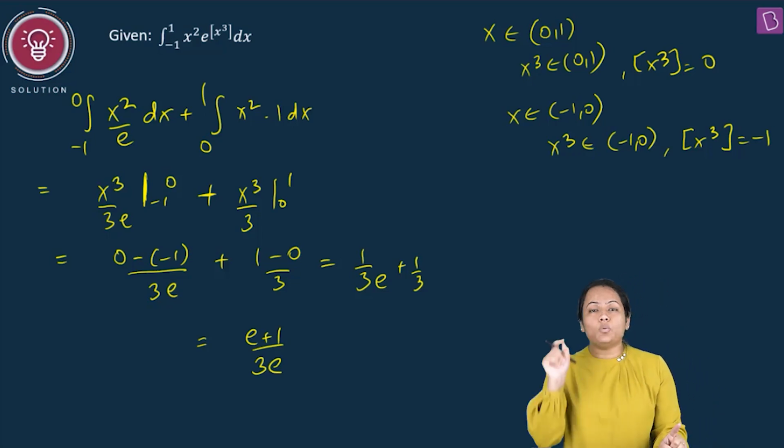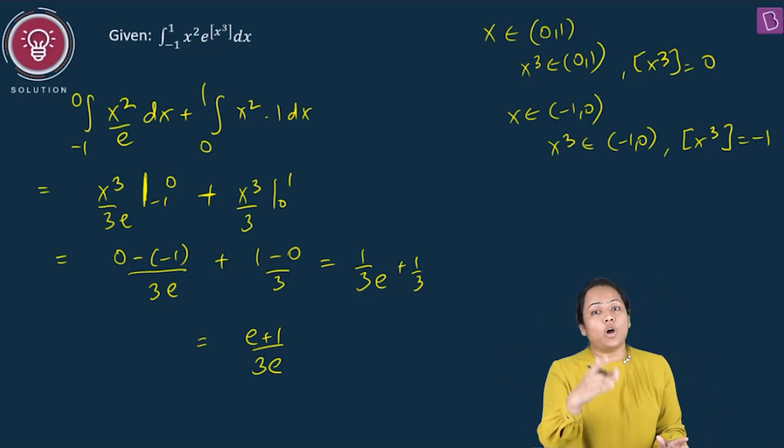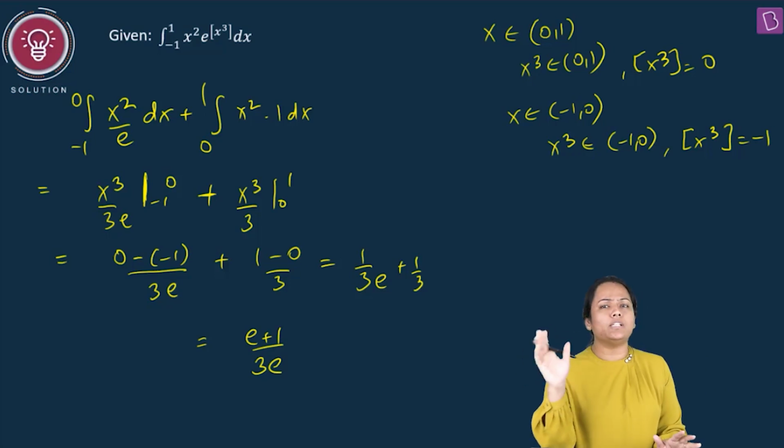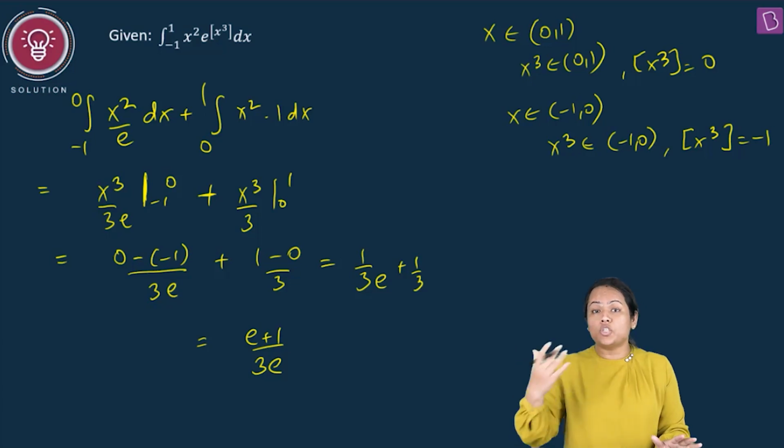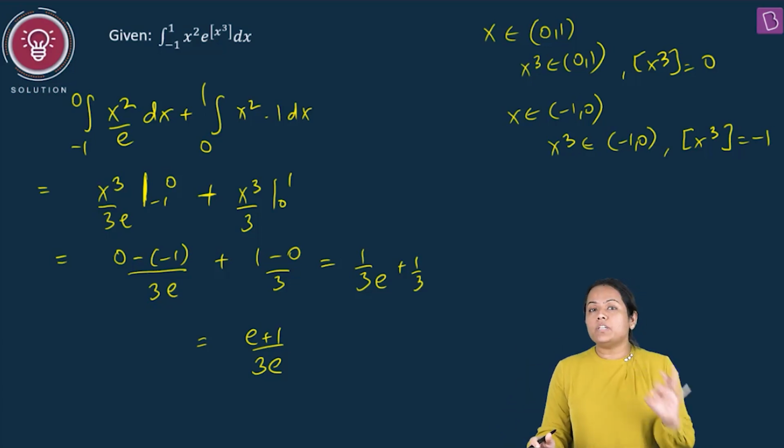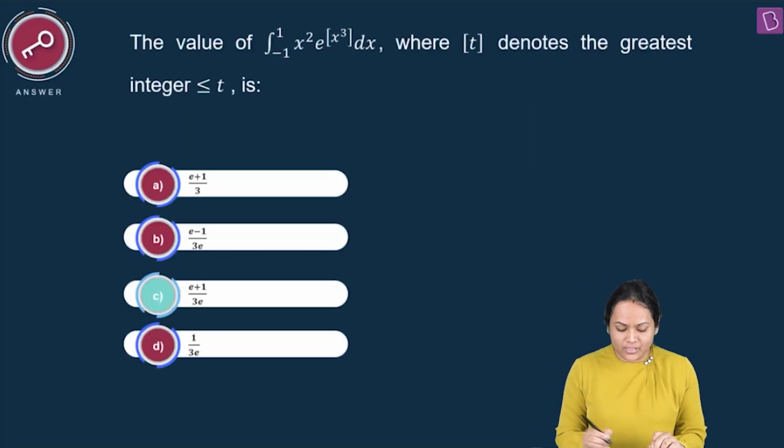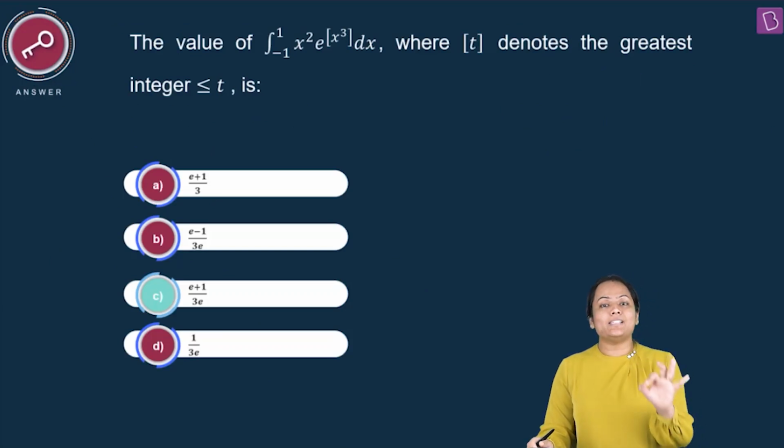So this question was again from easy to moderate. I would put this question in the easy category, but again that depends upon how frequently you are well versed with the concept of GIF. So here this is the answer, and now if we check the options, we can clearly see that the answer will become C.